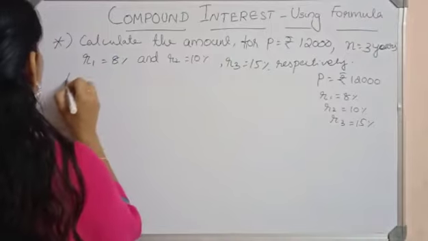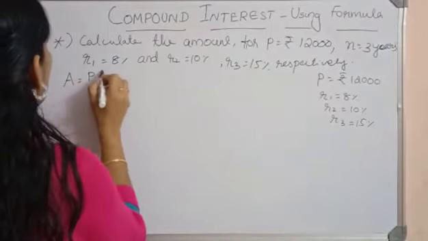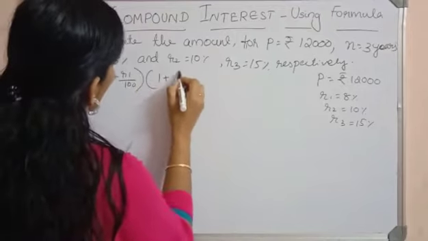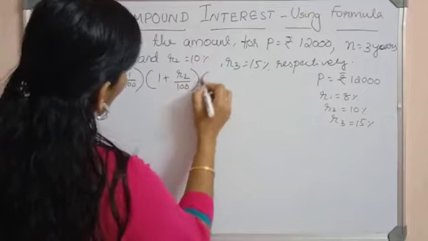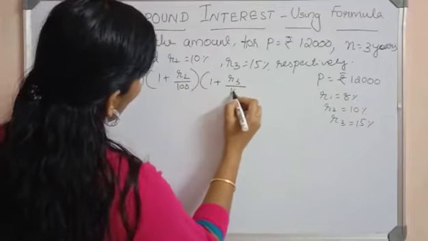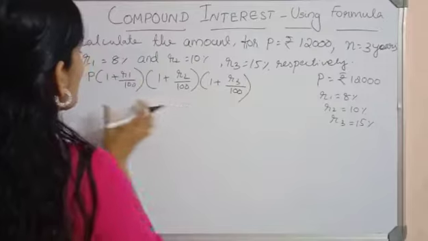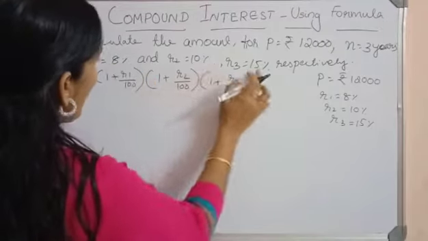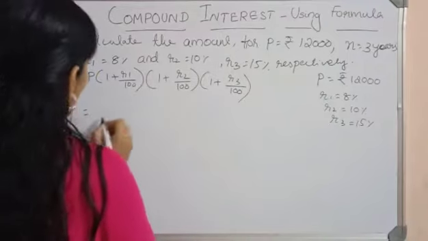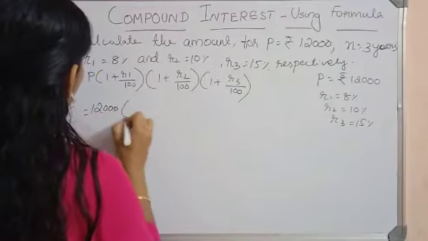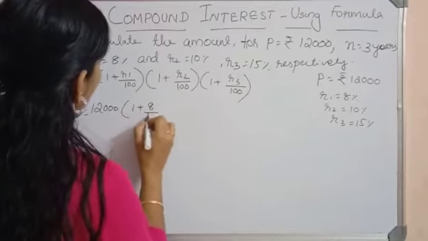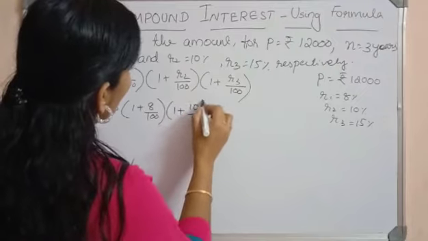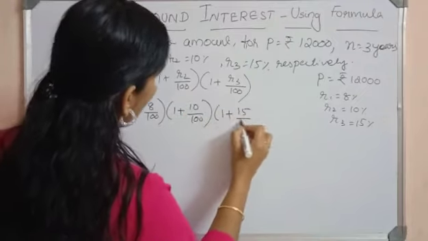Let's write the formula first. A is equal to P into 1 plus R1 by 100 into 1 plus R2 by 100 into 1 plus R3 by 100. This is for 3 years. So all the 3 years we have different rate of interest, 8, 10 and 15. Write off the details. 12,000 into 1 plus 8 by 100 into 1 plus 10 by 100 into 1 plus 15 by 100.